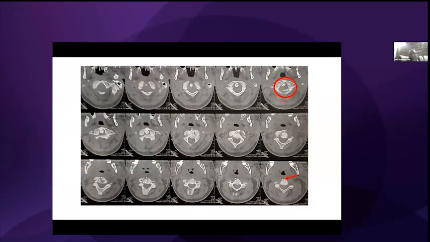Here we can see in the axial cut that at C1, C2 there is rotatory instability, and the dens is not centrally located in its place, so there is disruption in the integrity of the C1, C2 facets. Next.